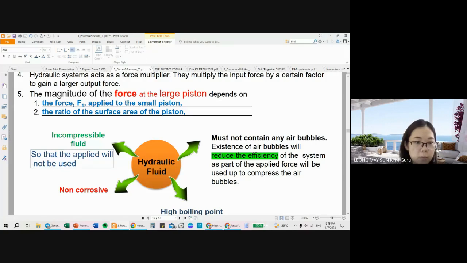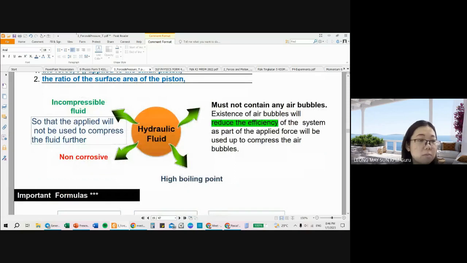Right, the applied force will not be used to compress the fluid further. All right, so that's an incompressible fluid. Water is an example of an incompressible fluid.